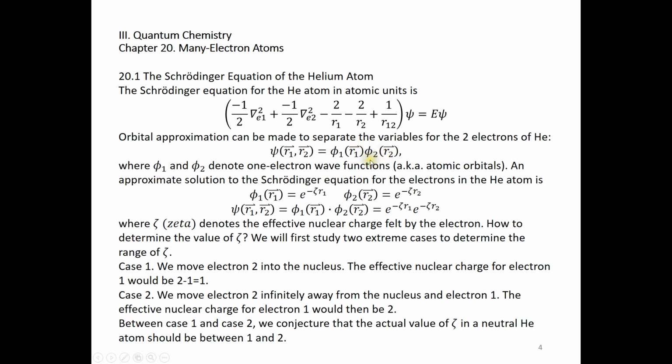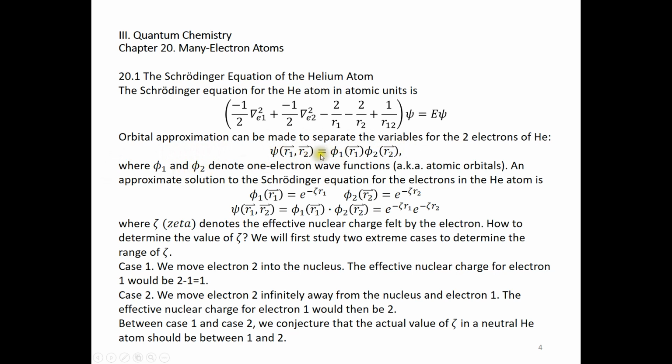There's an underlying assumption when we do this. The probability of finding electron 1 at this position and the probability of finding electron 2 at this position are independent of each other. So, two unrelated events for electron 1 and electron 2. But later we'll see this is not a very good approximation, because the probability of electron 1 and the probability of electron 2 are correlated.